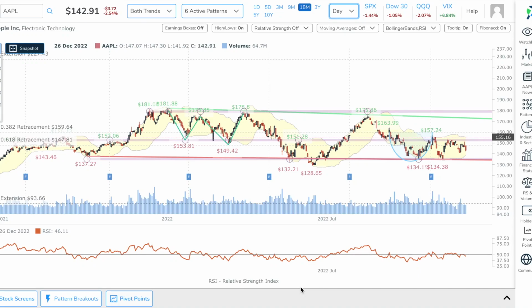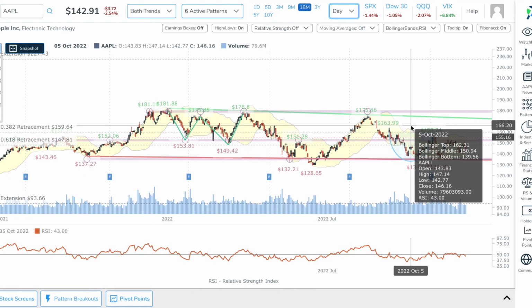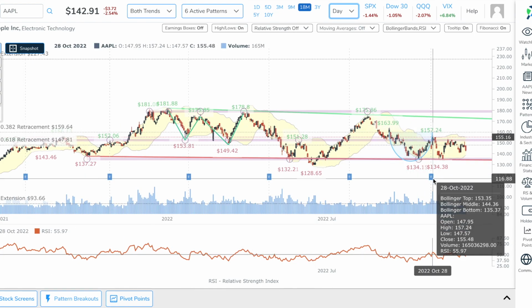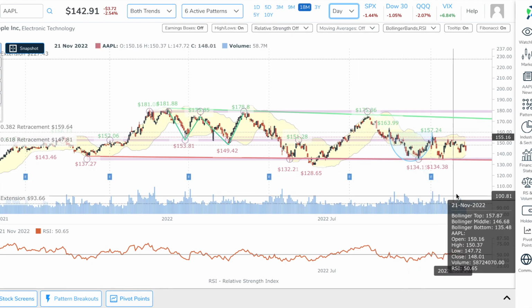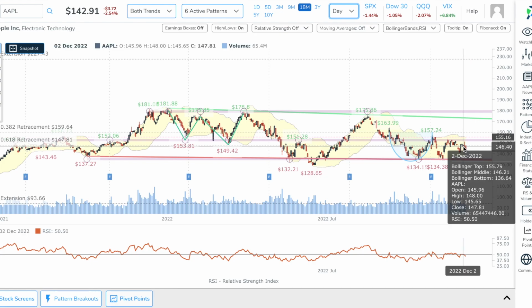What's up, folks? I just want to go over a recent trade I made with Apple. You can see that this is a pattern finder. It uses AI to draw lines and different trend lines on the chart here. So we got Apple. I placed a calendar spread.